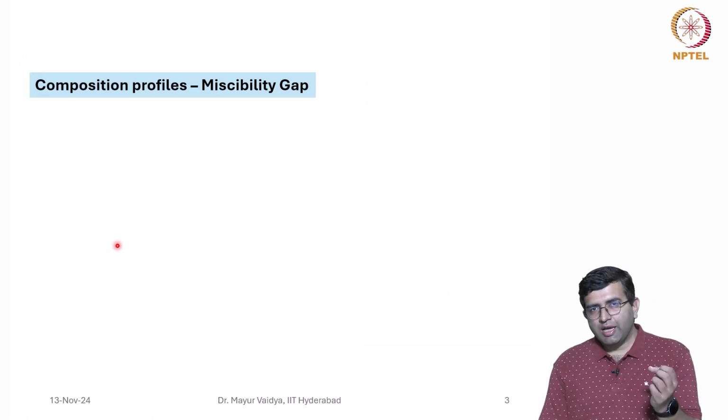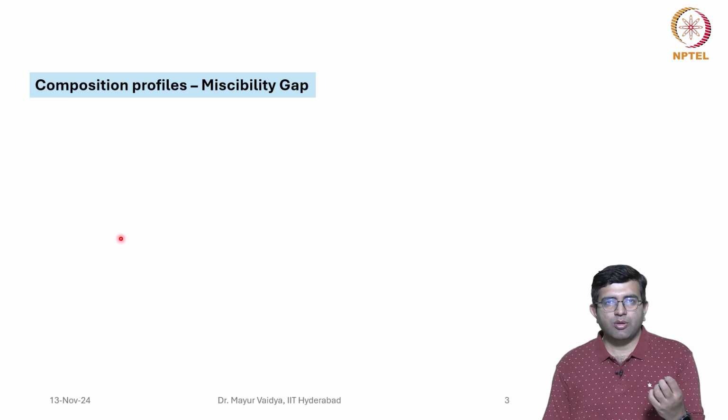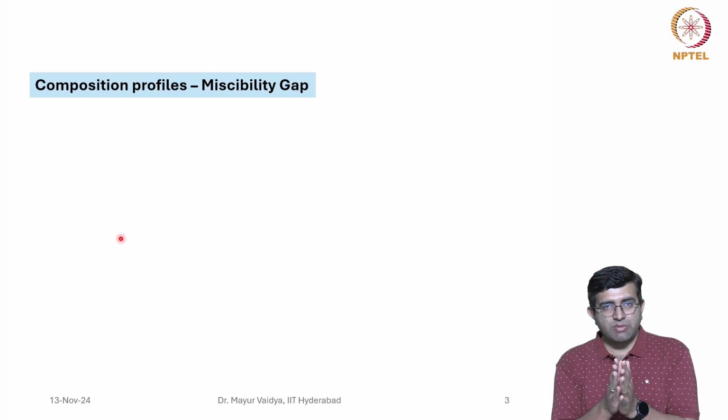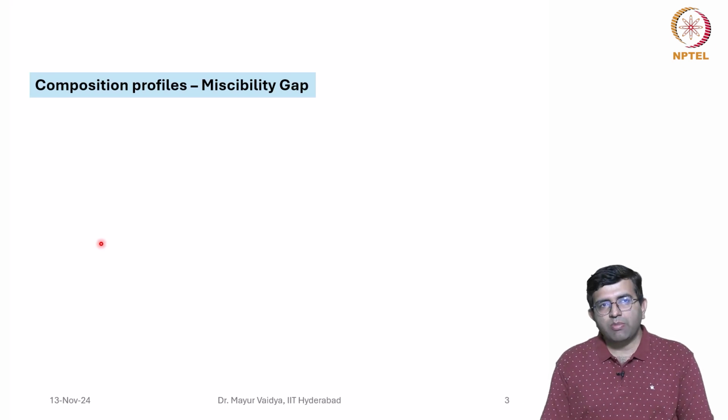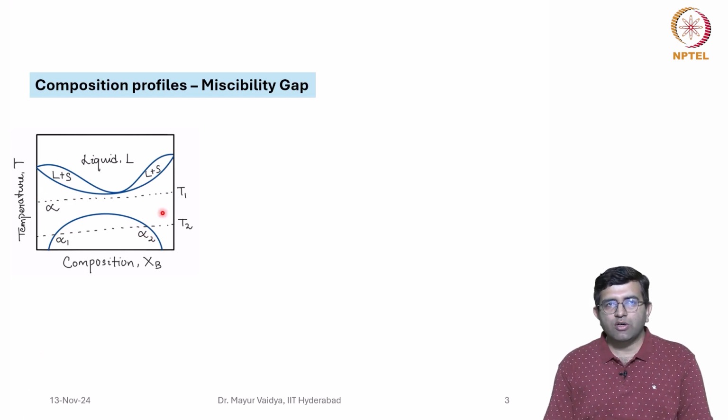So, now moving ahead, we also saw the example that in an isomorphous system, it is also possible to have what is known as a miscibility gap. Okay, what is a miscibility gap? We represent it something like this here, where you have an alpha solid solution, but in a certain temperature and composition range, or below a certain temperature in a certain composition range, the alpha doesn't exist as a single phase alpha, but it exists as alpha 1 plus alpha 2.